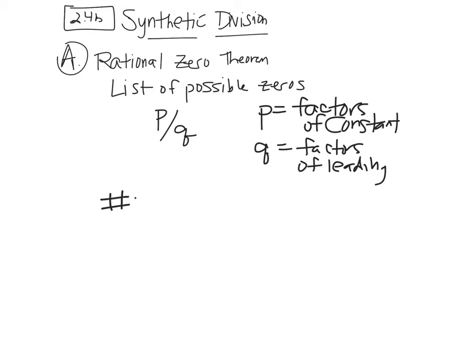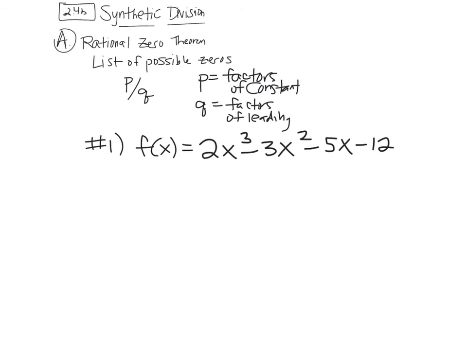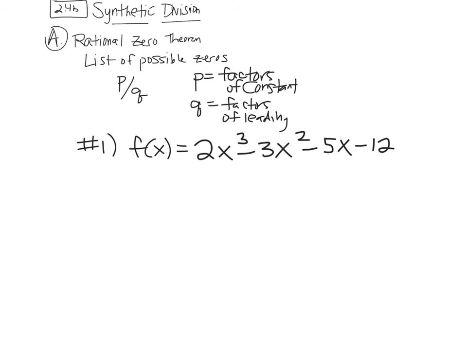Example number 1. Let's say that we have this polynomial function, f of x equals 2x to the third minus 3x squared minus 5x minus 12. And we're going to list all the possible zeros of this polynomial. There's a lot. So we're going to take all of the factors of negative 12 and divide it by all the factors of positive 2.